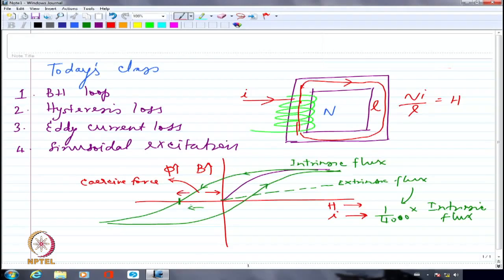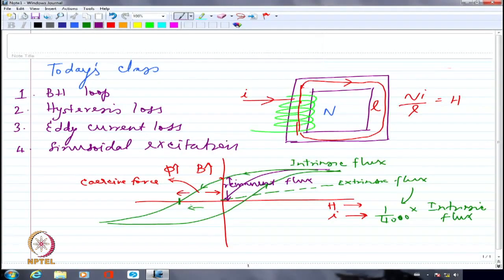And if you look at this point where I have 0 current, but a certain value of flux density left over from the previous alignment, that flux is remaining. So we call this the remnant flux. This is essentially remnant flux. So this is remnant flux, whereas that other one is the coercive force, right?